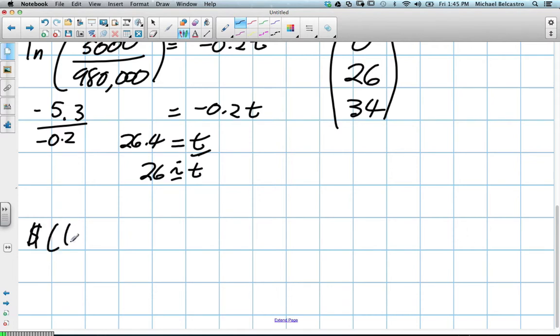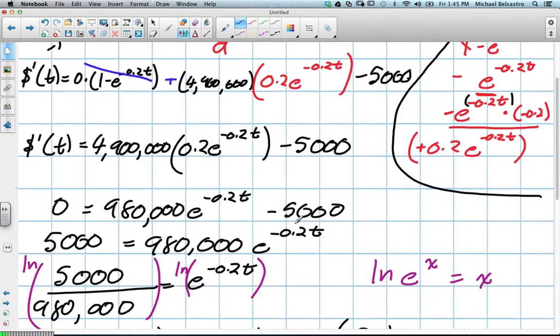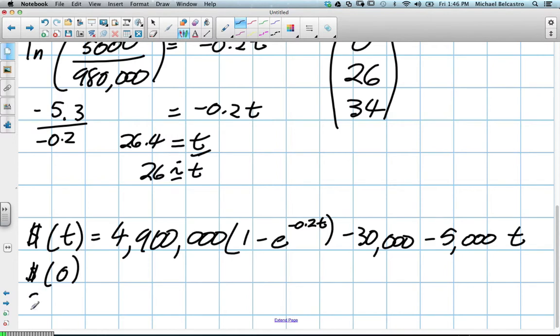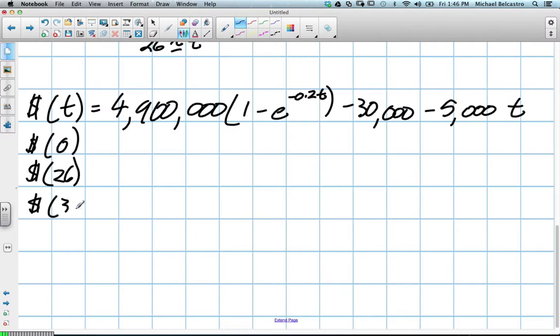Money is equal to 490,000 times 1 minus e to the negative 0.2t, minus 30,000, minus 5,000 times t. I'm writing the right one, right? Yeah. So I'm going to write the values in. Can somebody please help us out and plug in? First, we'll do money at 0, second, money at 26 days, and the third will be money at 34 days. I'll write them out and you give us a value.